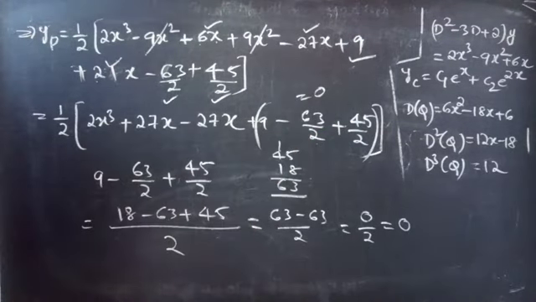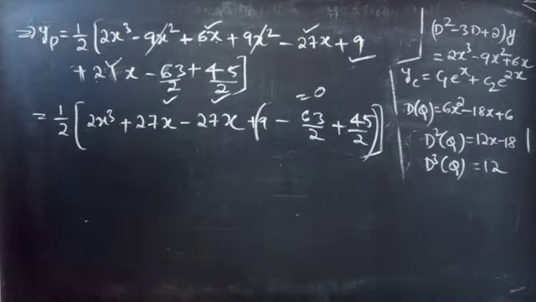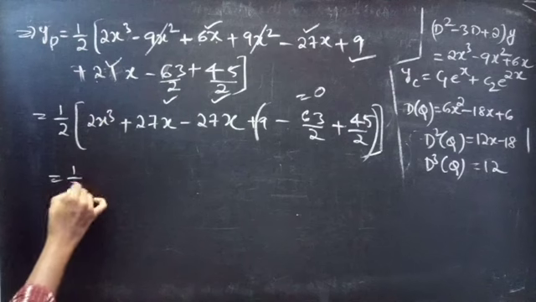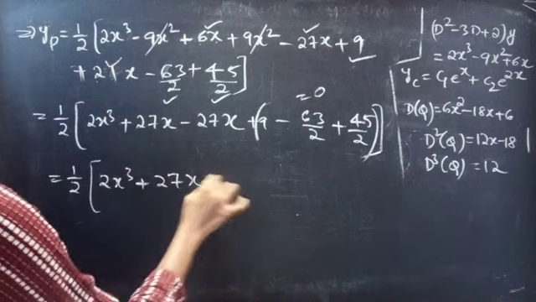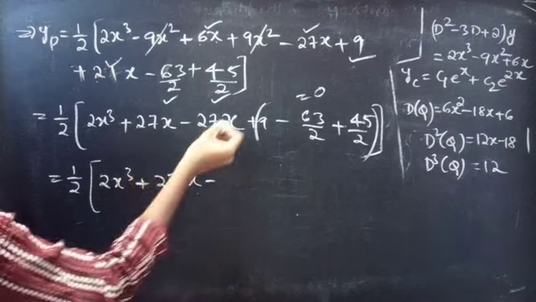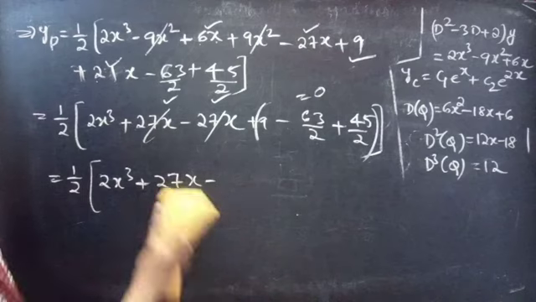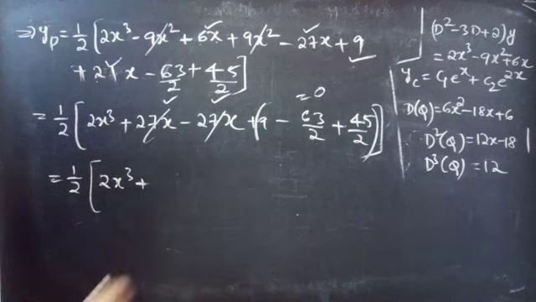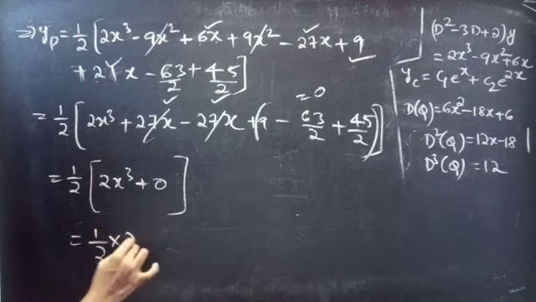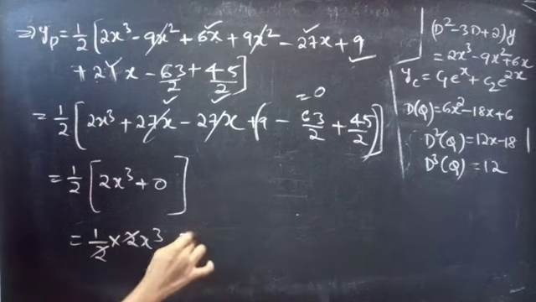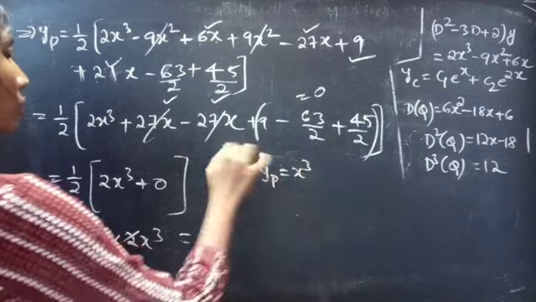Then our Y_P becomes 1 by 2 into 2x cube plus 27x. See here, plus 27x minus 27x gets cancelled. So you'll get 1 by 2 into 2x cube plus 0, right? Which equals 1 by 2 into 2x cube. Again, 2 gets cancelled. Finally, you'll get Y_P equals x cube.